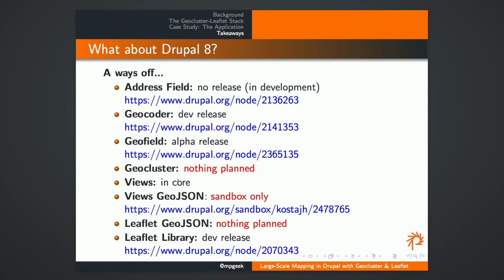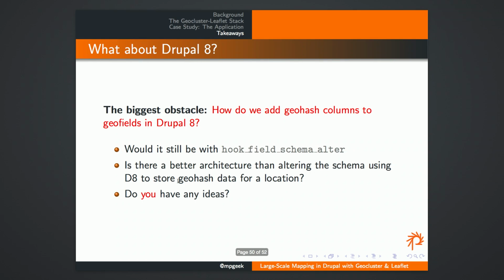Leaflet GeoJSON, nothing planned, and the Leaflet library has a dev release. If you choose to not implement your map feeds as GeoJSON feeds, you might be able to get around those two. But GeoJSON feeds are pretty fast and widely accepted, so I'm not sure. I can't see how it would be that difficult to port it over, but really, the biggest problem that we have is storing of the Geohash data in your geofields.